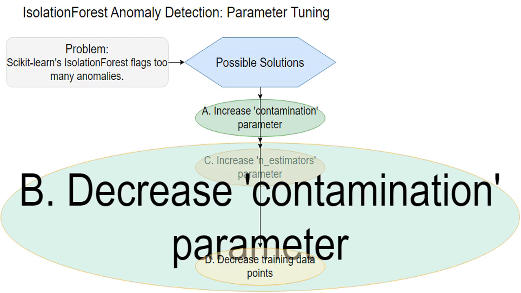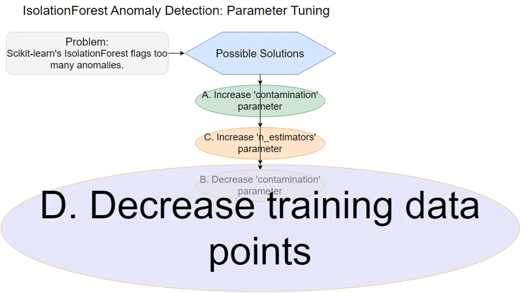Don't reduce the contamination parameter. That would make the model even stricter, and result in even more false positives, normal points wrongly identified as anomalies. Reducing the training data is usually bad for the model's learning ability. It won't solve your problem and might even make things worse. A smaller dataset could lead to the model overfitting to noisy examples.